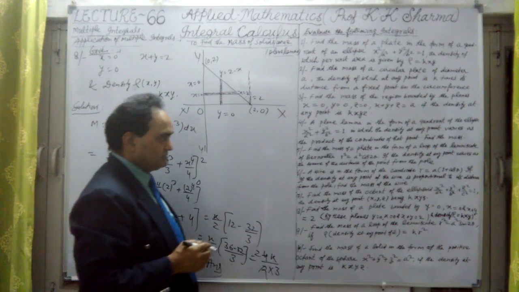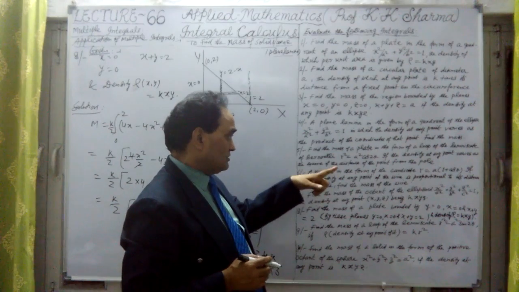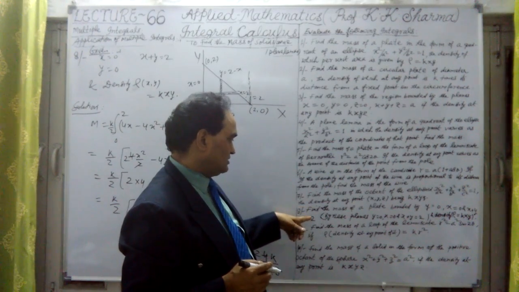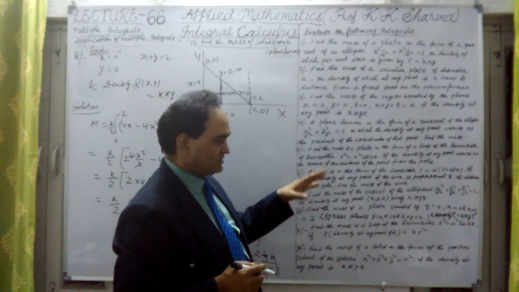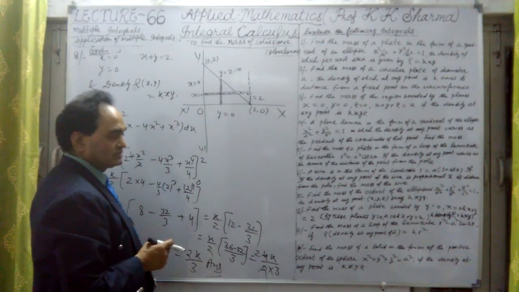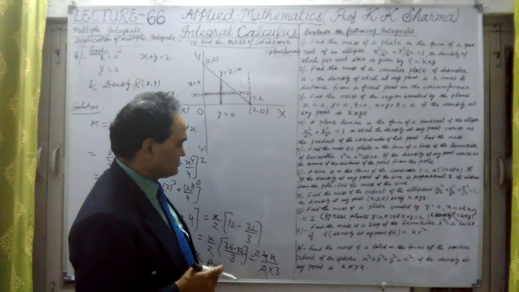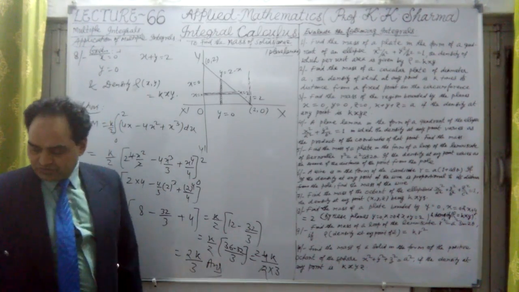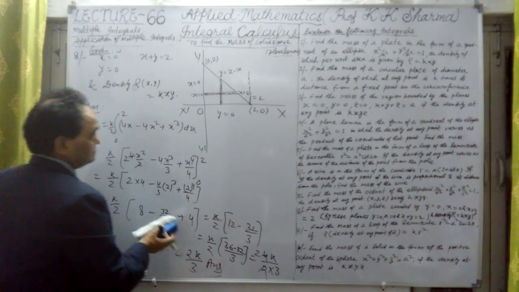The plate is bounded by the straight line x plus y equals 2 and the two axes, x equal to 0 and y equal to 0, meaning the y axis and x axis. That is question number 8 we have completed. This is the answer here. Now let me take question number 9.